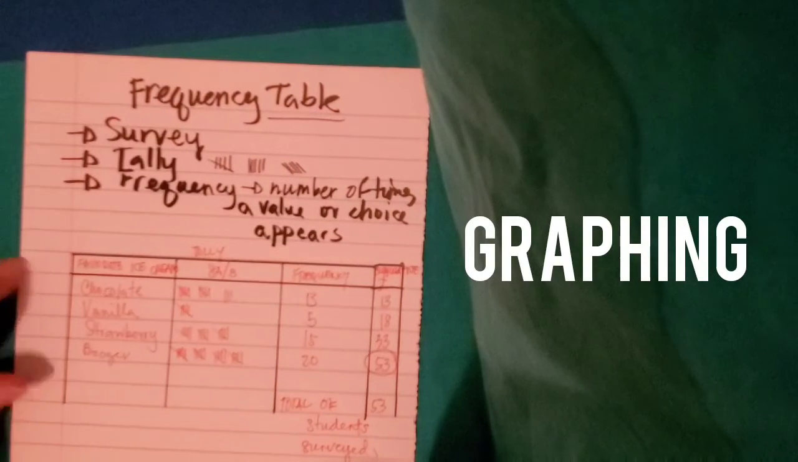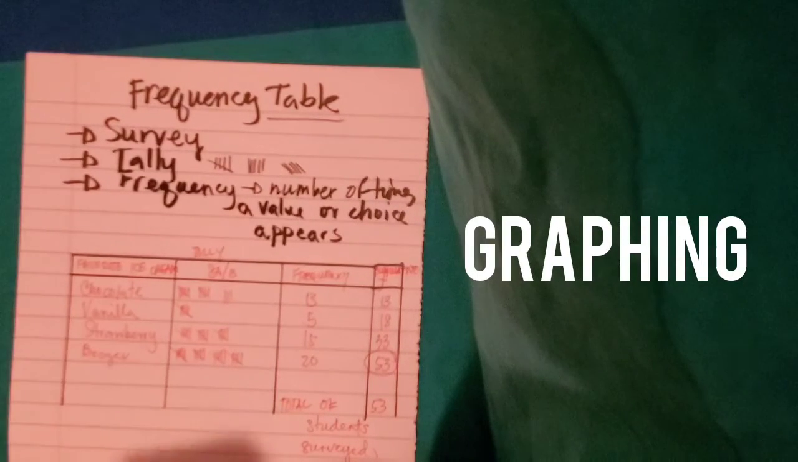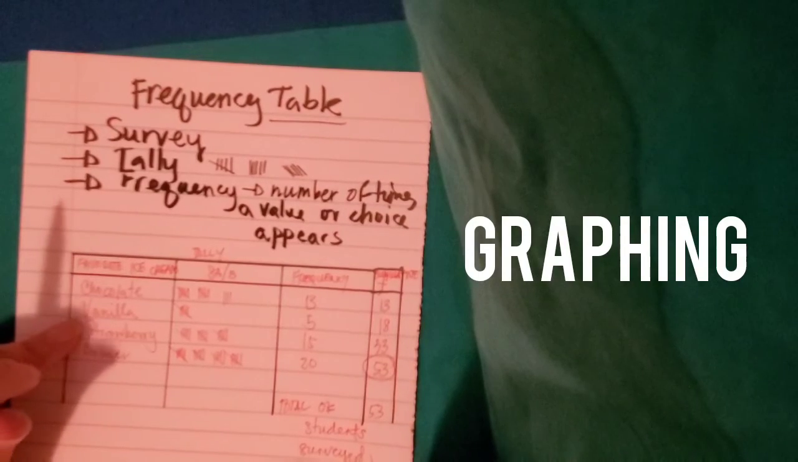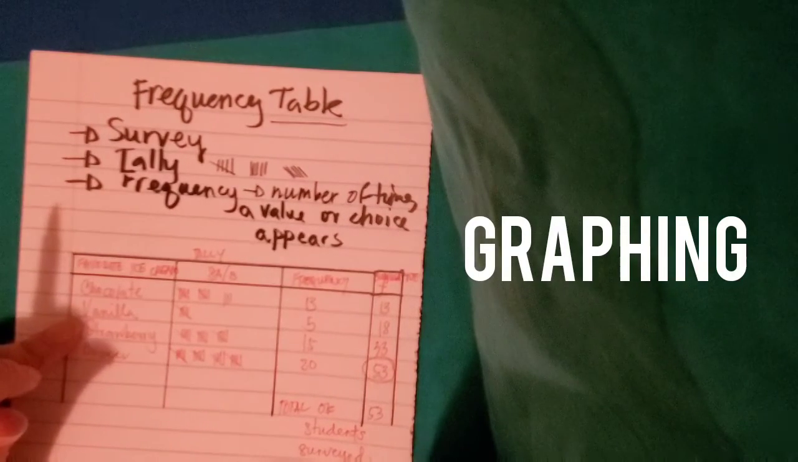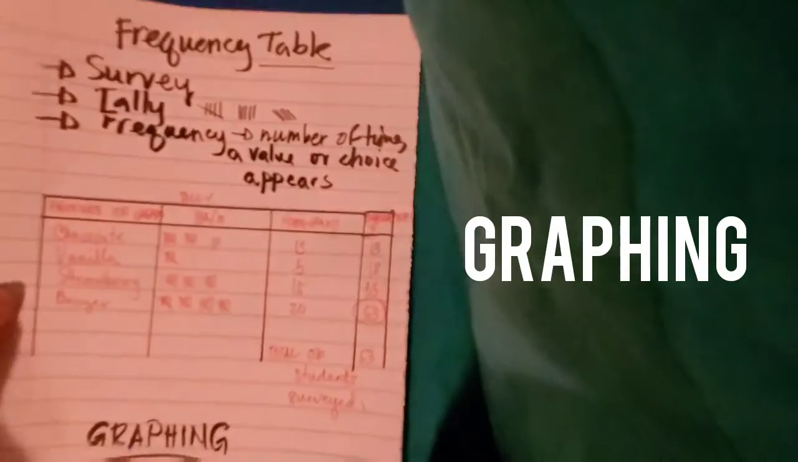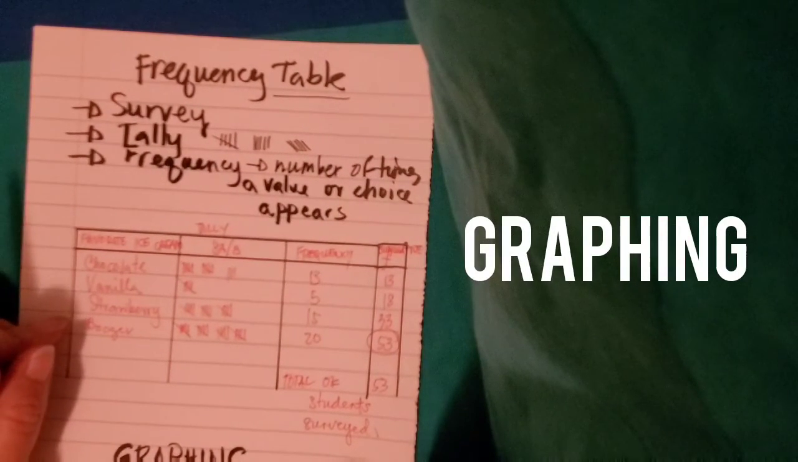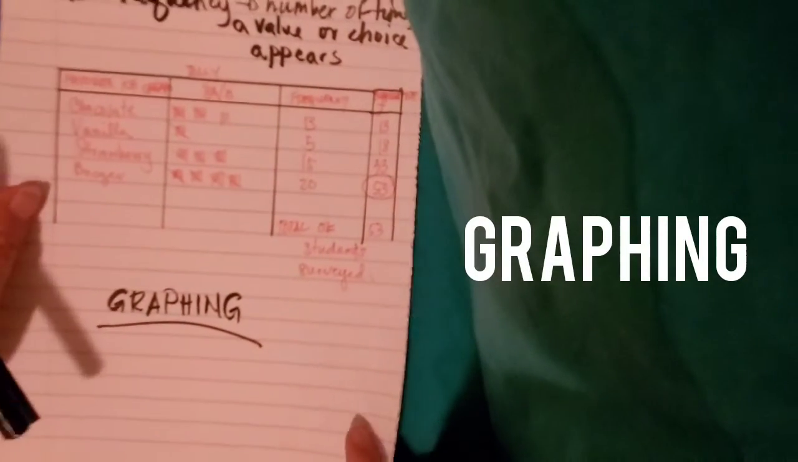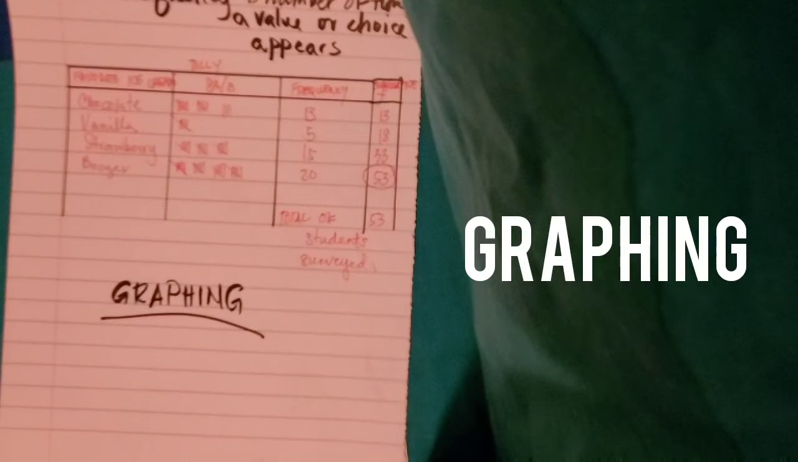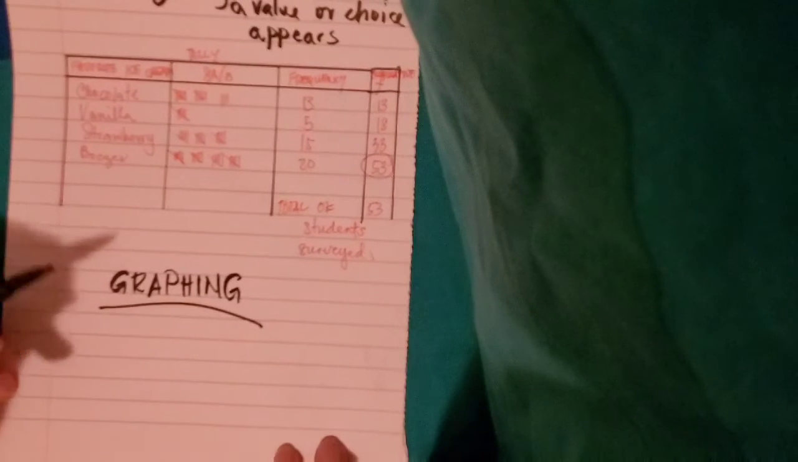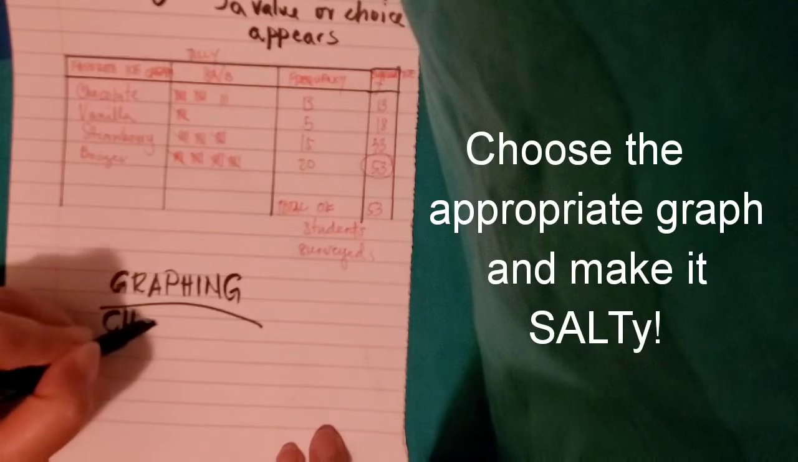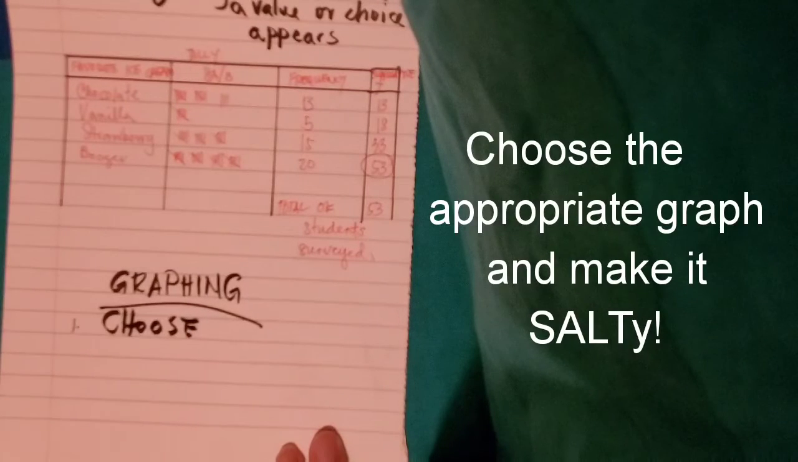Hello again. Okay, so in our last lesson, we made a frequency table and we surveyed the favorite ice cream of 8A and 8B students, and this is our results table. This is our frequency table. So what follows after our frequency table? Of course, graphing. Okay, and when we make graphs, first we have to choose the appropriate graph.